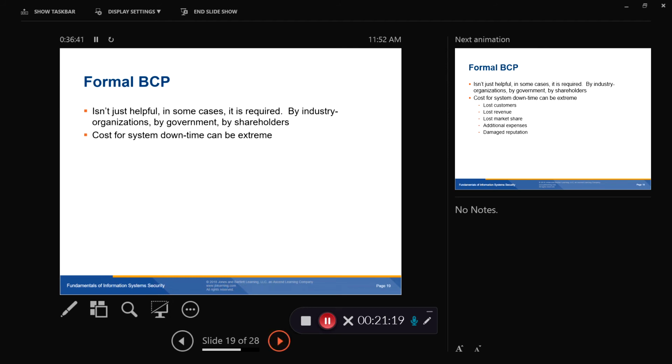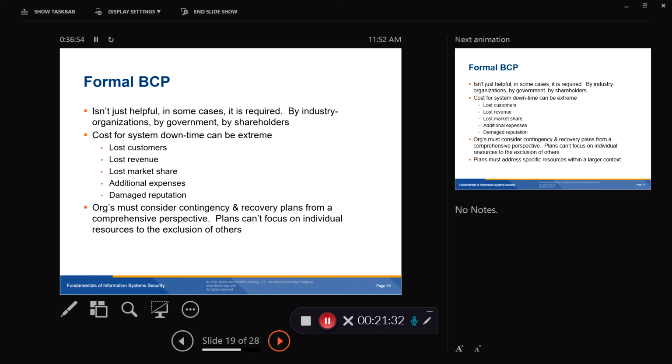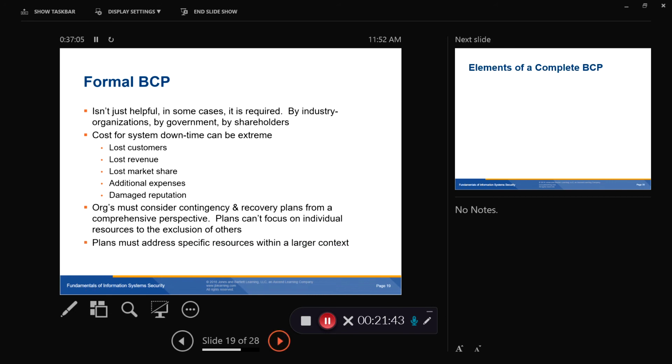The cost for system downtime can be extreme. It can result in lost customers, lost revenue, lost market share, additional expenses, damaged reputation. Organizations must consider contingency and recovery plans from a comprehensive perspective. Plans can't just focus on individual resources to the exclusion of others. Plans must address specific resources within a larger context.